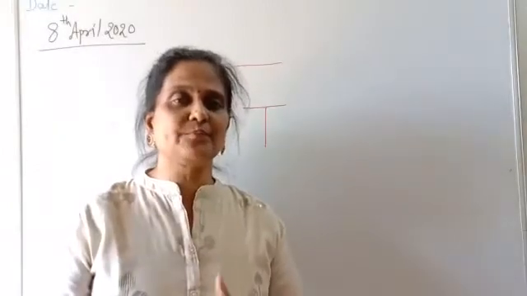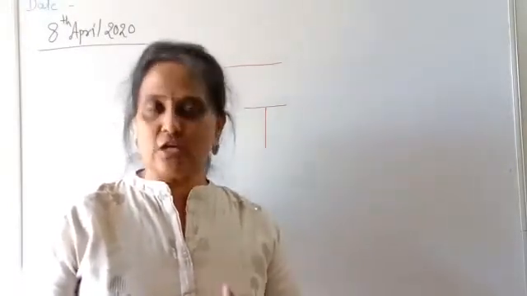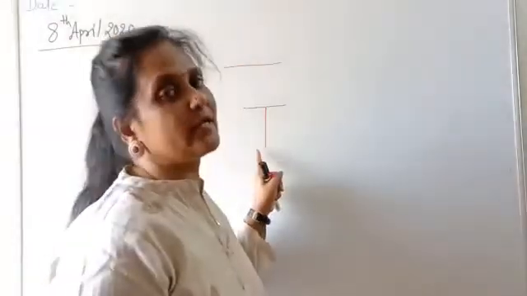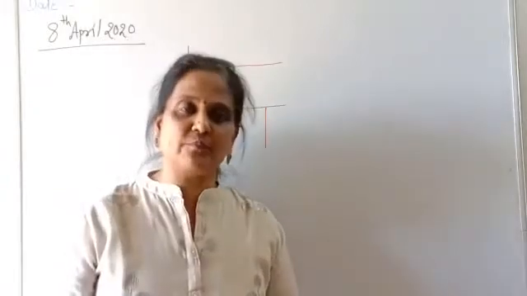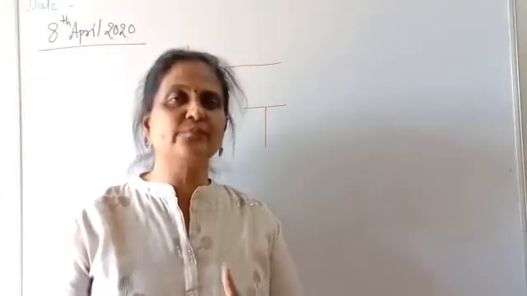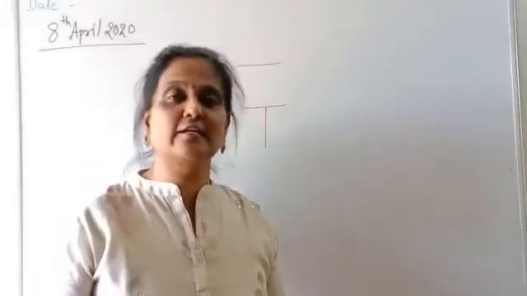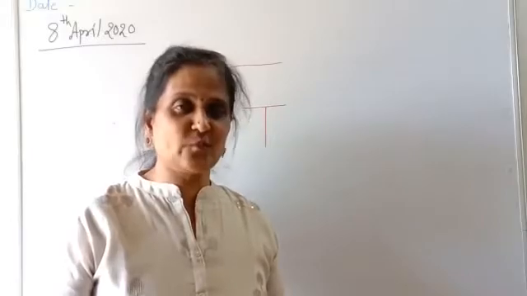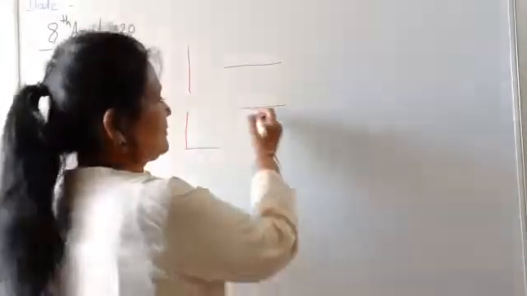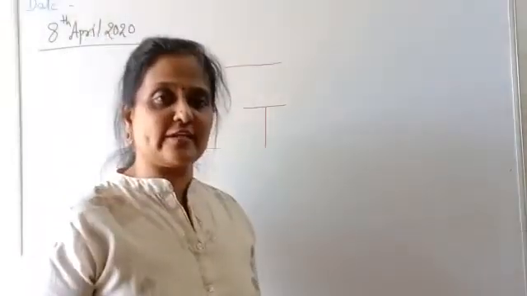T says T. The phonic sound of the T letter is T. T as in tree, table. Sleeping line, standing line.